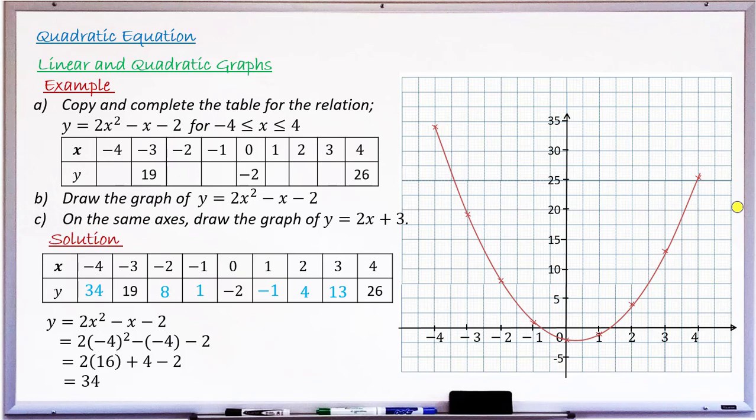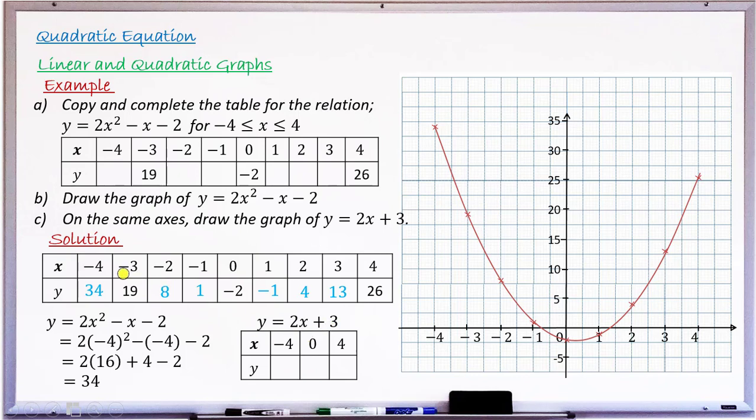So we'll now move to question number C. It says on the same axis, draw the graph of y equals 2x plus 3, this straight line equation. So I need to have a small table for it. Then I'll plot, then I'll join. As this is just a straight line, 3 points are enough. So let me have a small table for it. Y equals 2x plus 3.